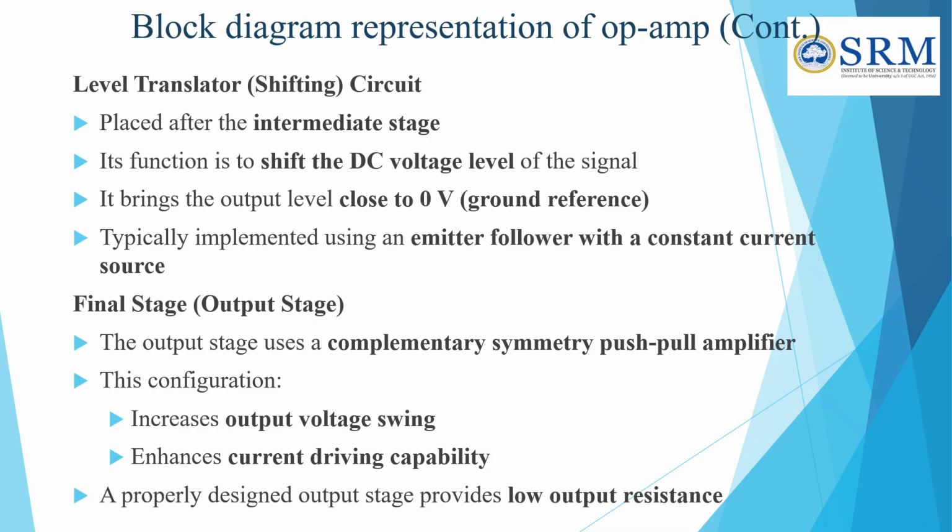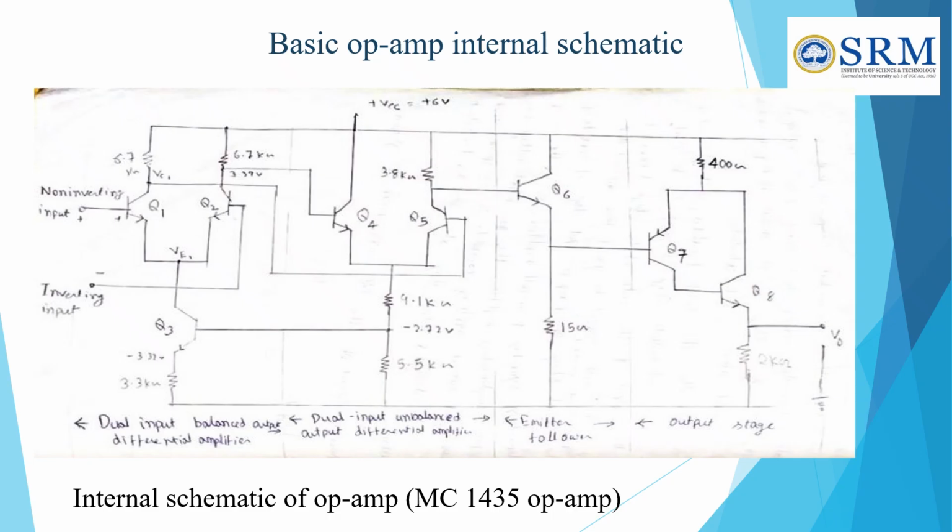Output stage. The final stage of the op-amp is the output stage. It uses a push-pull configuration. This means two transistors work together, one for positive and one for negative cycles. This improves the output voltage range and allows the op-amp to supply more current to the load. Another important feature is low output resistance, which ensures efficient signal delivery to the load. So the level translator prepares the signal and the output stage delivers it efficiently to the external circuit. This is the basic op-amp internal schematic.